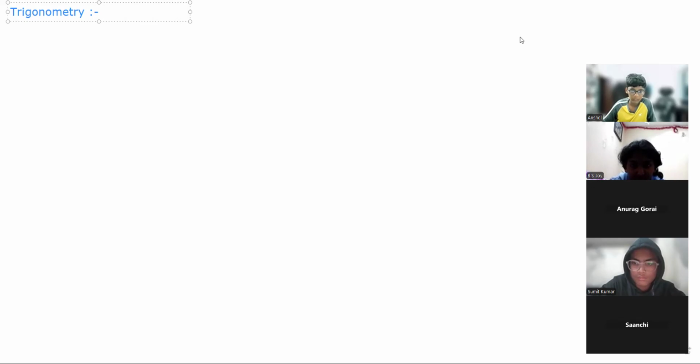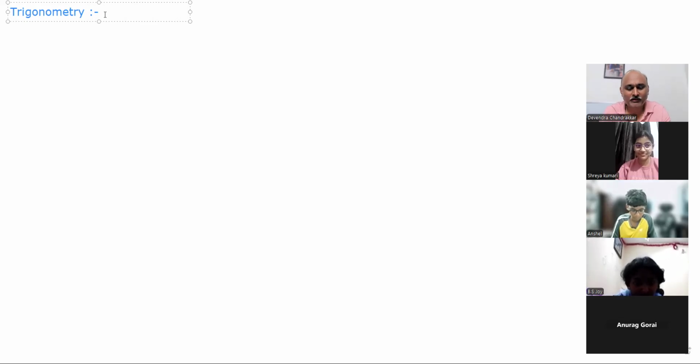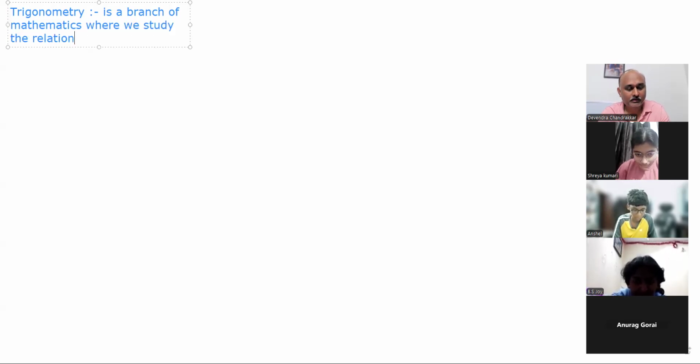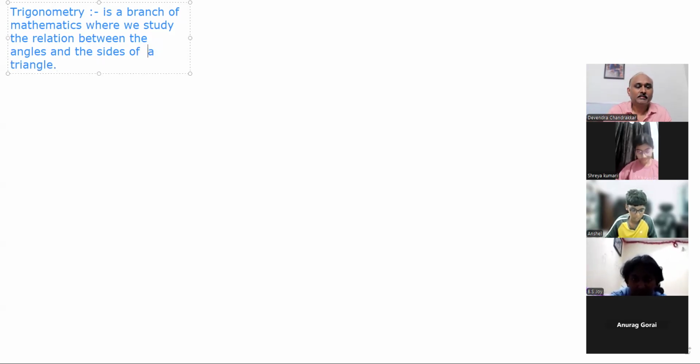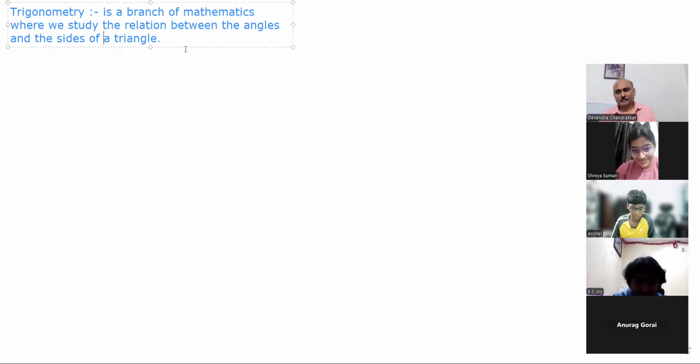मतलब हम बात करते रहेंगे. ठीक है. So trigonometry is a branch of mathematics where we study the relation between the angles and the sides of a triangle. The angles and the sides of a triangle. So this is what trigonometry is.